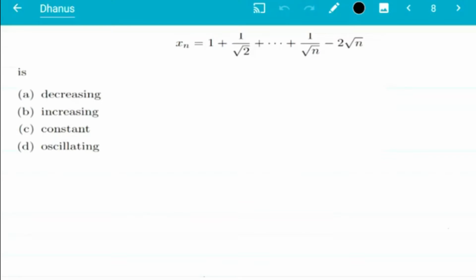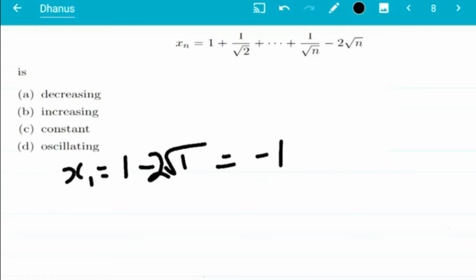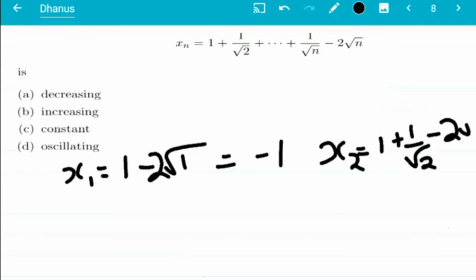For doing such problems, first of all, we can check the first element. x1 equals 1 minus 2 root 1, that is equal to minus 1. And x2 equals 1 plus 1 by root 2 minus 2 root 2.